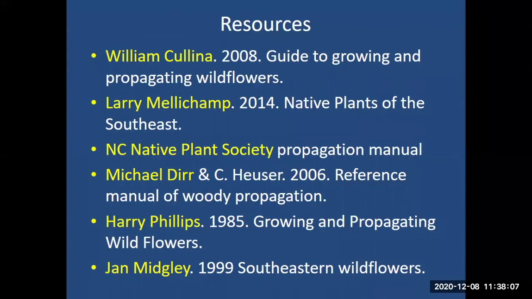So that's about it. Places to look things up: there are lots of books. Of course, you can look on the internet if you want to try to plow through all the data. My favorite single book is William Cullina's 2008 book, Guide to Growing and Propagating Wildflowers. I consider that the ultimate. My book has some native plants of the Southeast, with the briefest of instructions on how to germinate seeds. The North Carolina Native Plant Society has a wonderful little propagation manual from 2001. It might be available somewhere. It has brief instructions on a whole lot of different seeds on what to do.